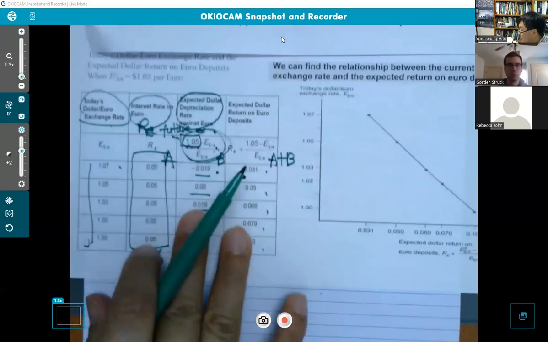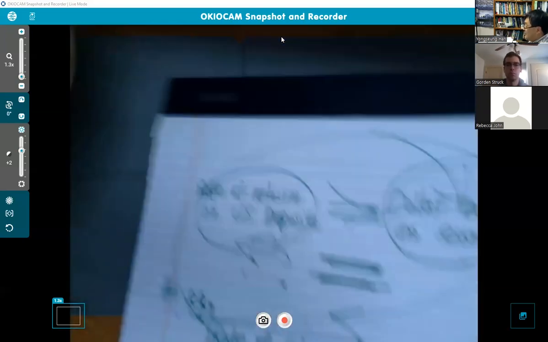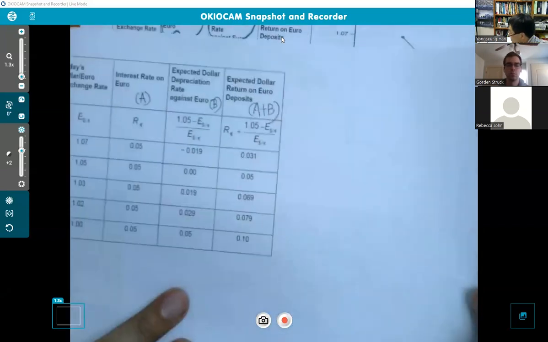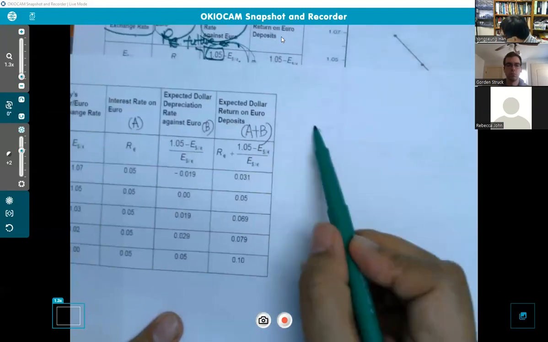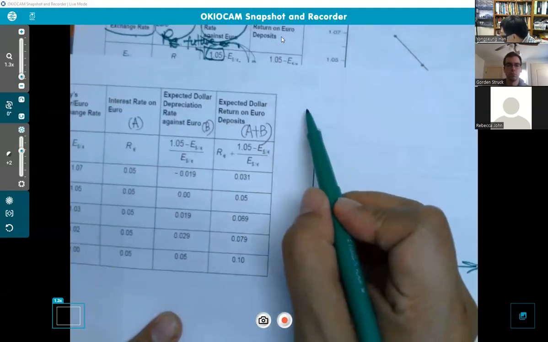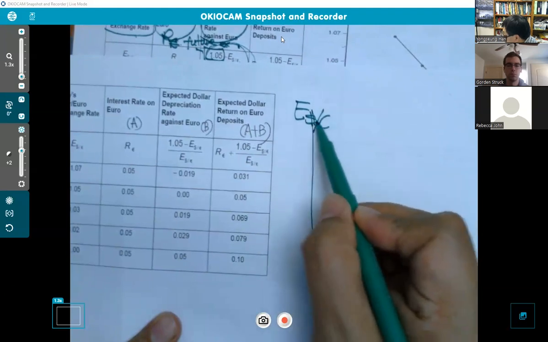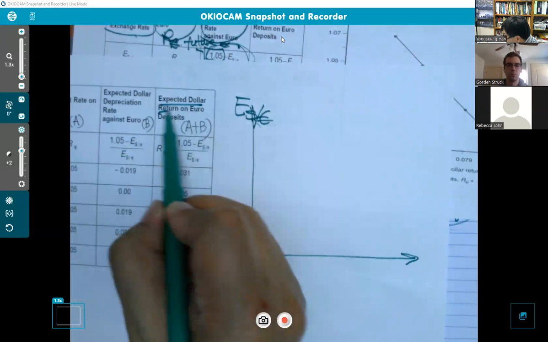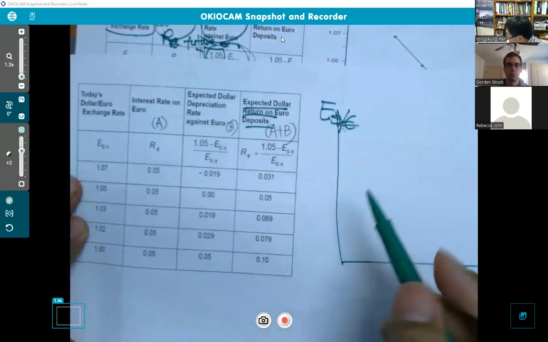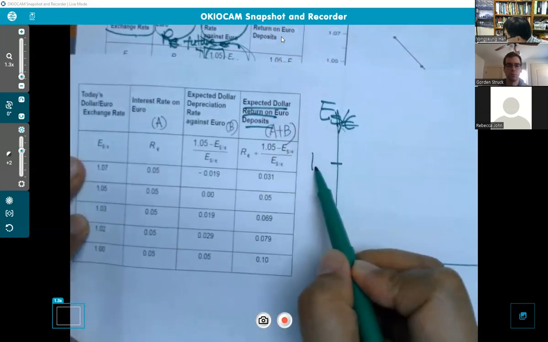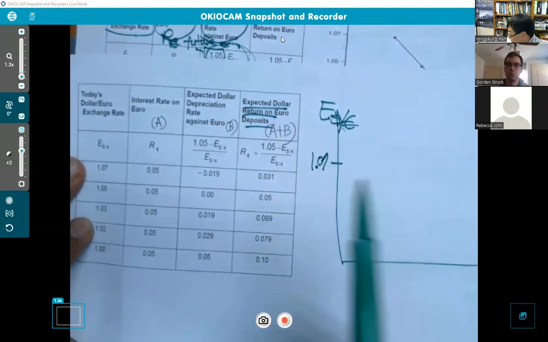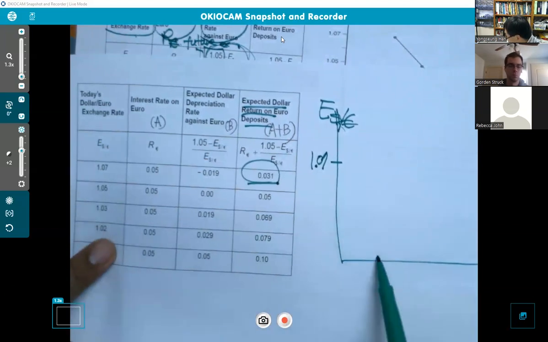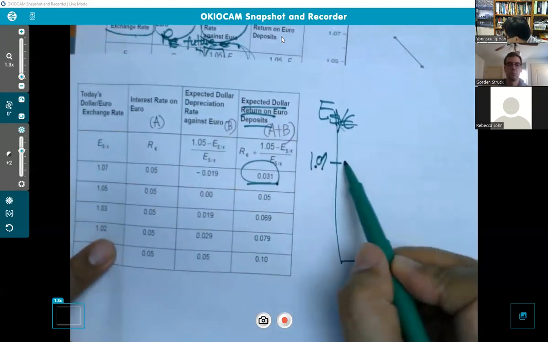Now let's try to see this in this graph. Then what we can see is that under this, this is exchange rate, dollar to euro. And then this is nothing but this. Then what here? If the exchange rate is $1.07 per 1 euro, then what is the dollar rate of return? Point. So this.